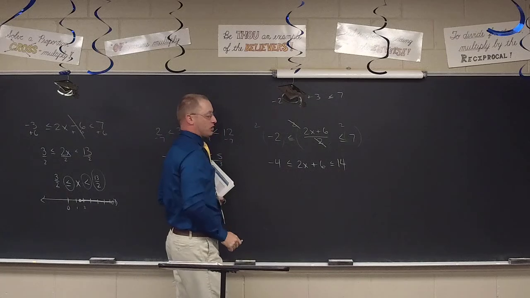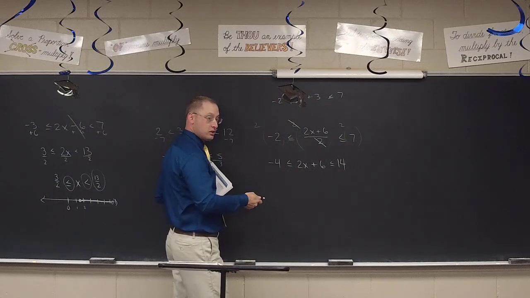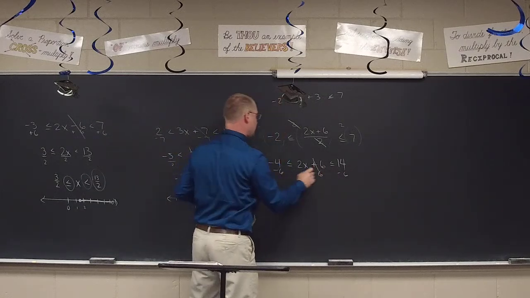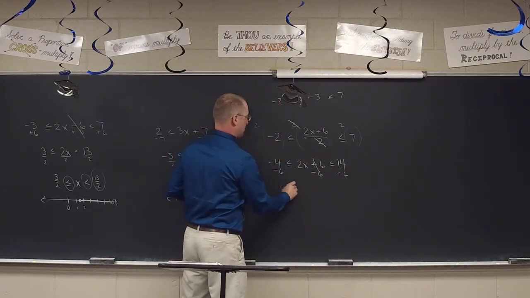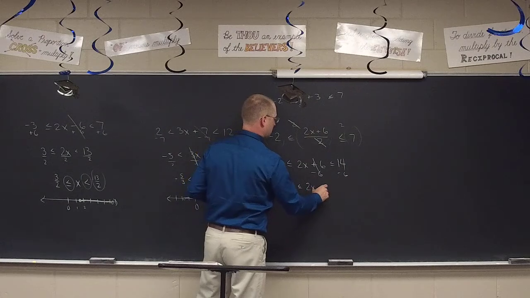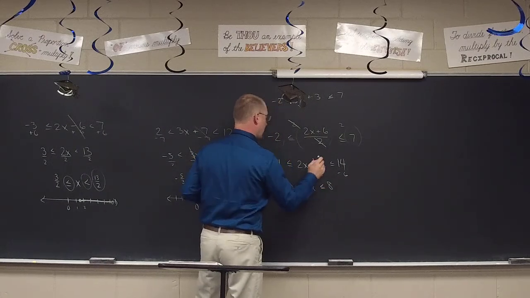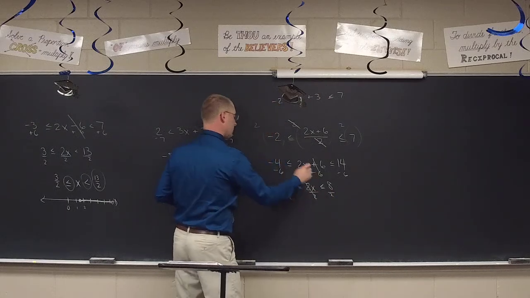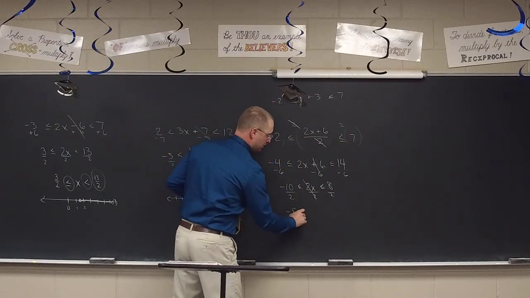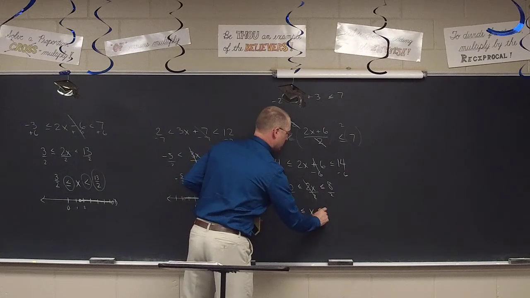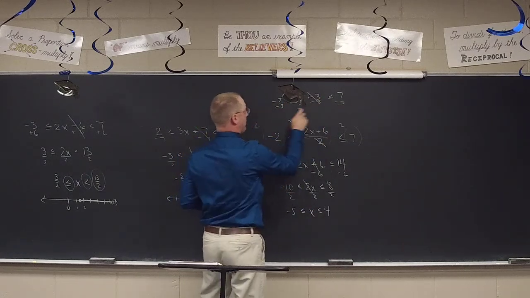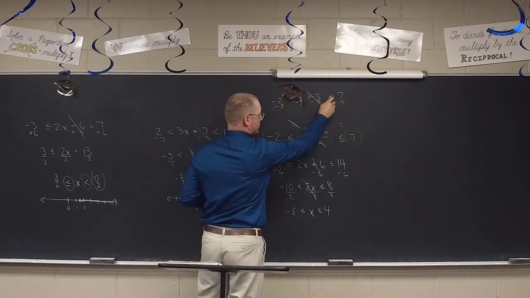Good. And then, of course, we would have to negative 6. Negative 6 everywhere to get negative 10 less than or equal to 2x less than or equal to 8. And then finally, divide by 2. And then negative 5 less than or equal to x less than or equal to 4. And by the way, that's the same thing we did if we put a negative 3 everywhere, right? Negative 5 is less than or equal to x is less than or equal to 4.